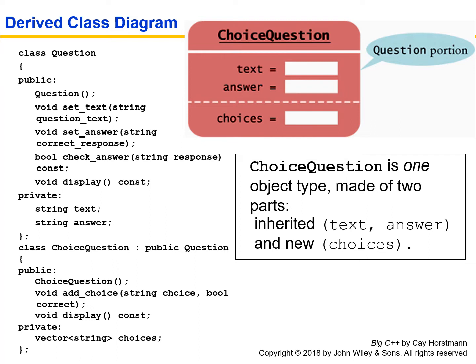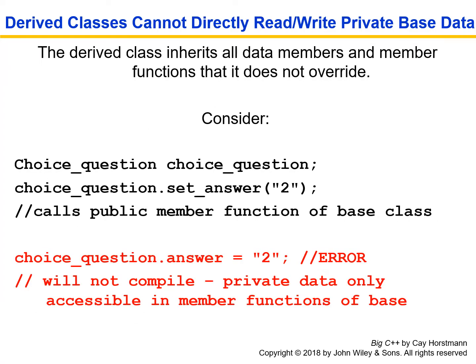ChoiceQuestion inherits the private data text and answer from Question, but it cannot access them because they are private and belong to the Question class. The derived class inherits all the data members and the member functions that it doesn't override. So when we call choiceQuestion.setAnswer(2), that's going to call the member function of the base class and set the answer to 2. We couldn't call choiceQuestion.answer equals 2 because that's still private.